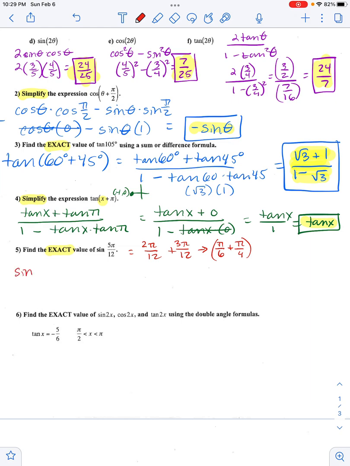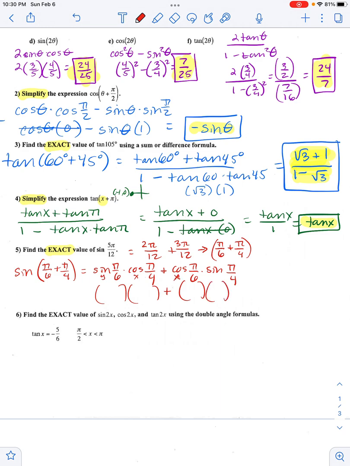So I'm trying to find the sine of, and I split it up into pi over 6 plus pi over 4. So I go to my yellow card, I find the formula. It tells me to take the sine of the first thing times the cosine of the second plus the cosine of the first times the sine of the second. Now I go to pi over 6 and find the y. Go to pi over 4 and find the x. Then go to pi over 6, find the x. Go to pi over 4, find the y.